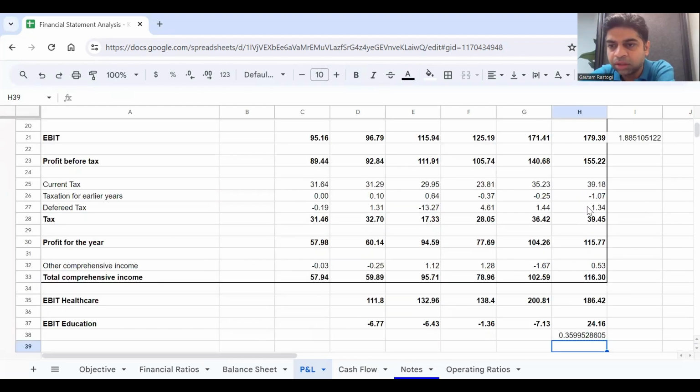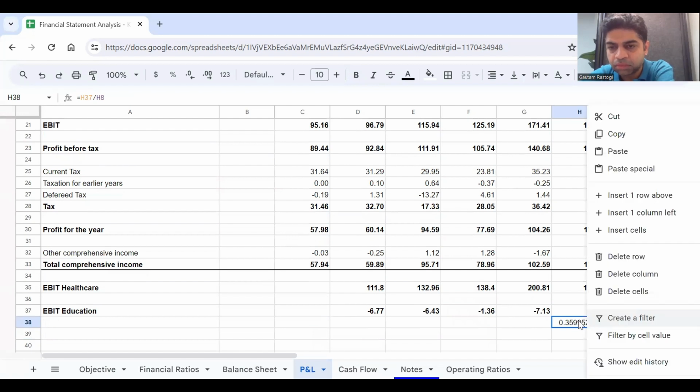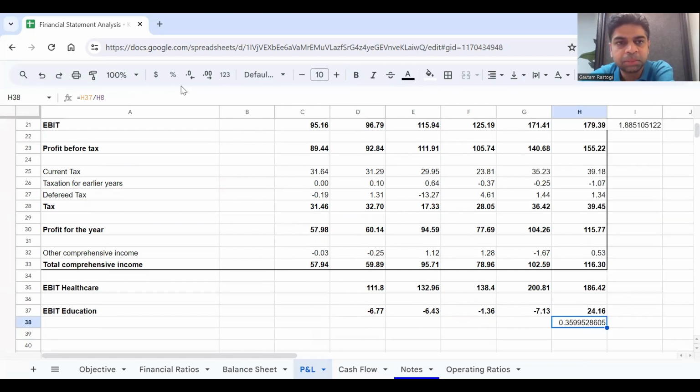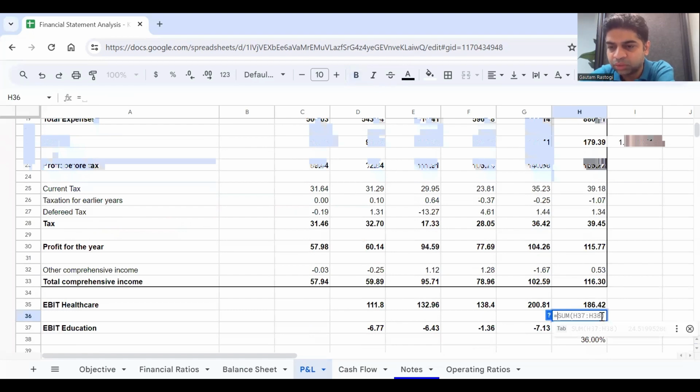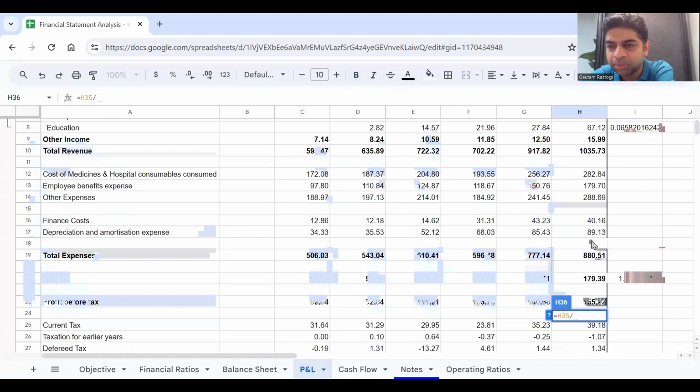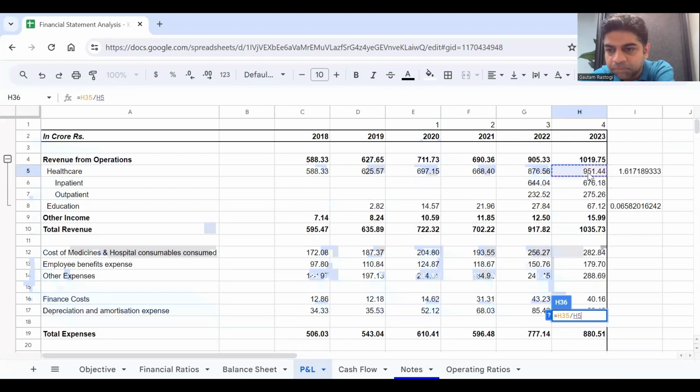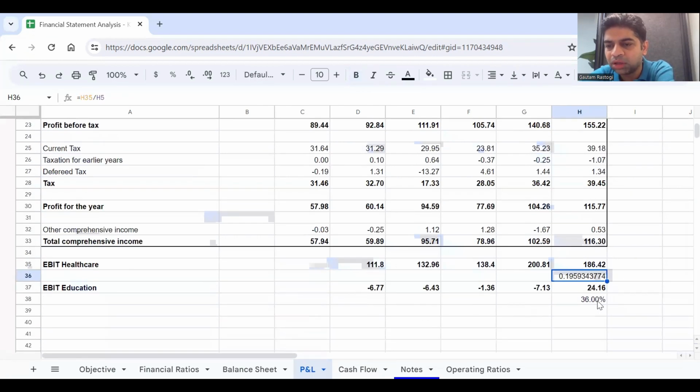If I do EBIT education divided by sales from education, this is around a 36% profit margin. And if I do 186 divided by healthcare sales, it is a little less than 20%. But the contribution from the medical college is right now small.